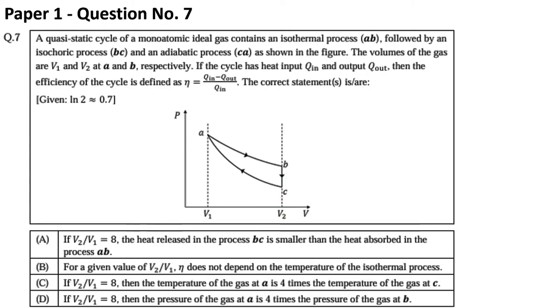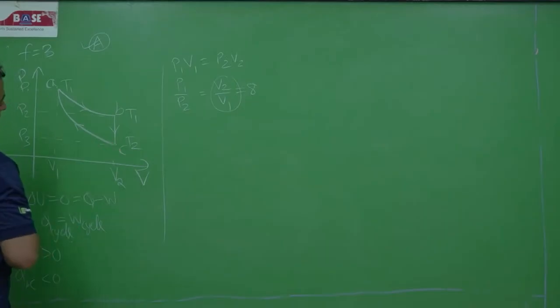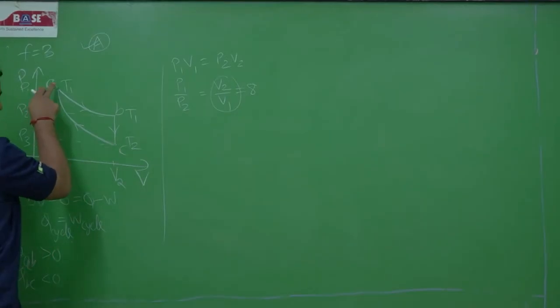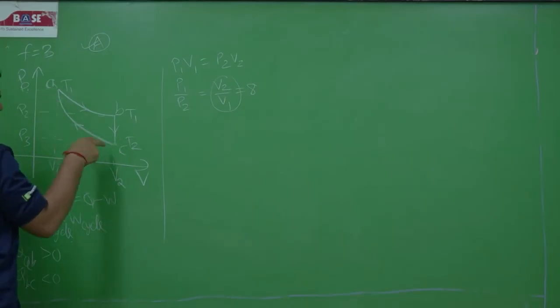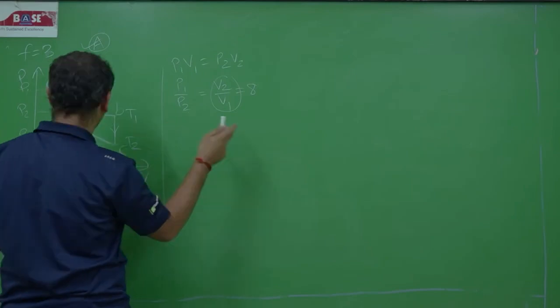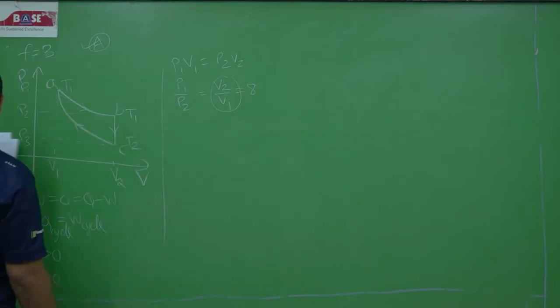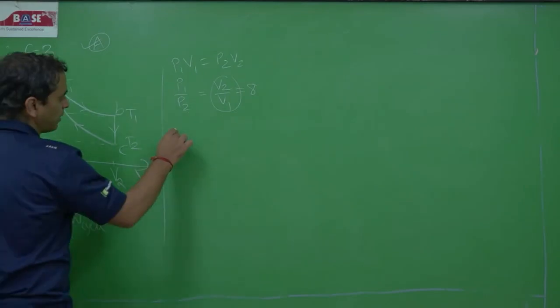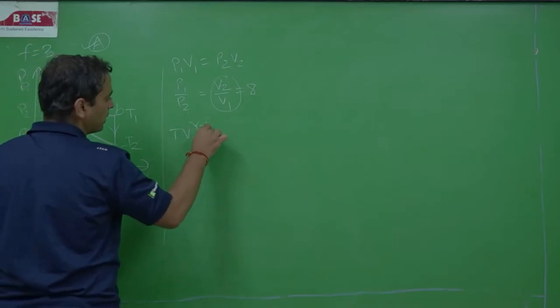Then let's check the temperature. Option C, temperature relations between points A and C. How do we compare temperatures between points A and C? Between A and C, the process is adiabatic, so maybe we can write the adiabatic process relation. For an adiabatic process, PV to the power gamma is constant, or TV to the power gamma minus 1 is constant. They have given the volume ratio, so let's use TV to the power gamma minus 1.